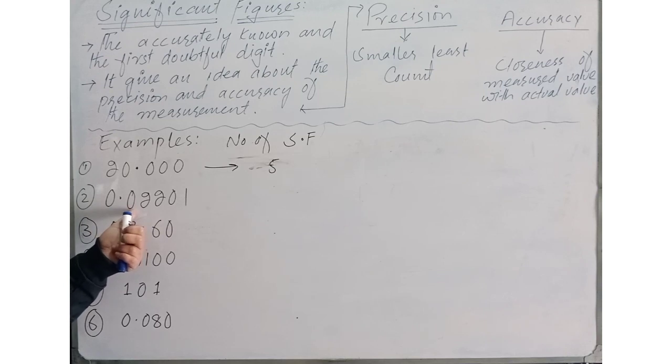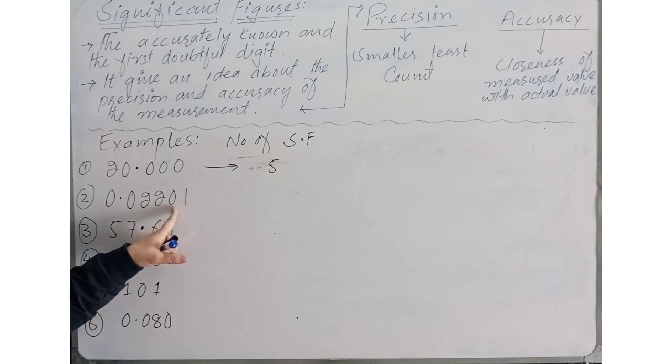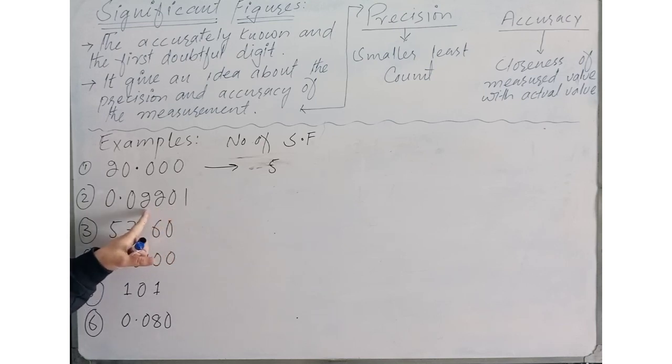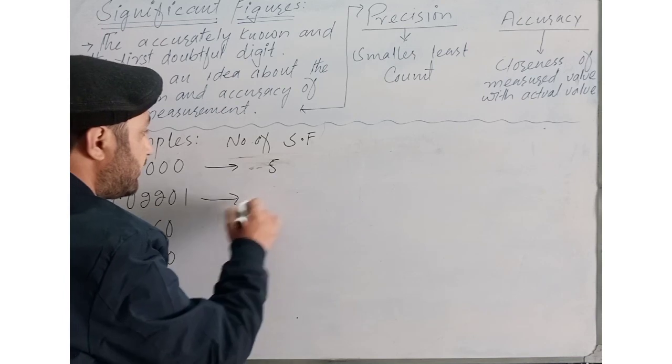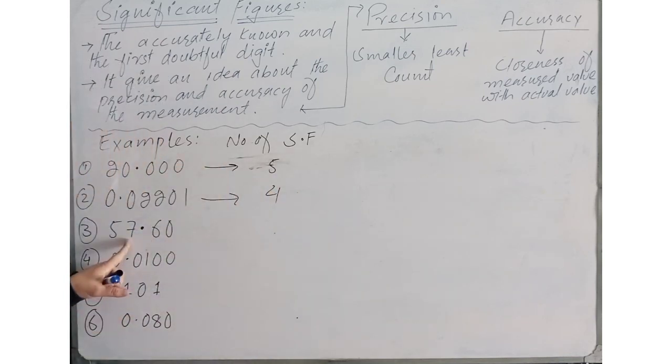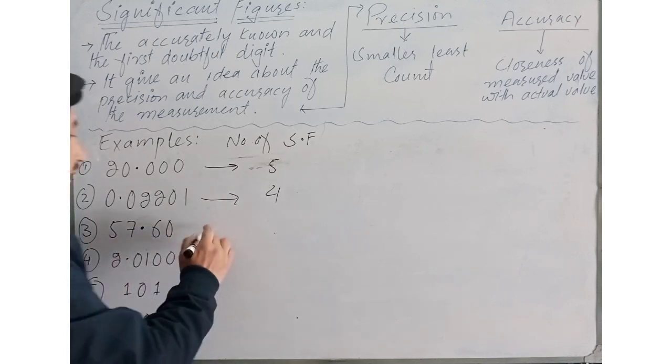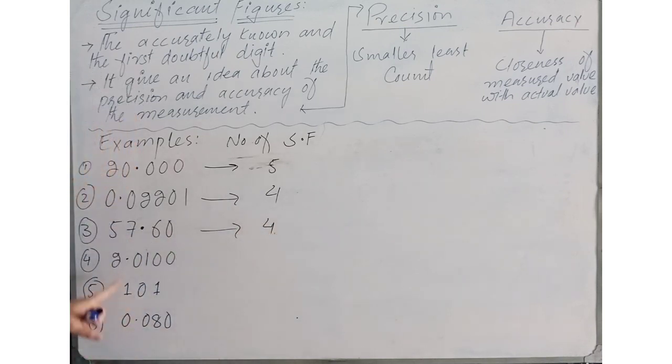What about this one? The zeros which are leading a non-zero digit, whether they have a decimal point or not, are non-significant. So we can ignore this zero, and all trapped zeros are significant. This is trapped between 2 and 1, right? So it is significant. The total number of significant figures will be 4. Okay. What about this one? The non-zero digits are significant. The trailing zero having a decimal point is significant. So we are having 4 significant figures.